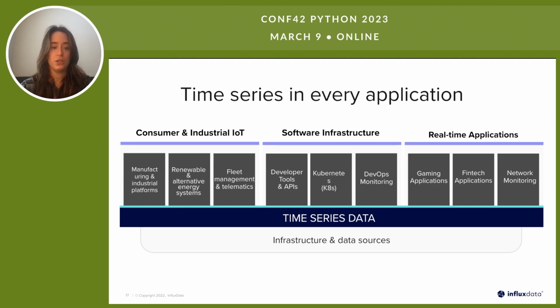Then we have software infrastructure. You want to be able to monitor your API endpoints and also developer tools. And then DevOps monitoring is a huge source of time series, as well as your containers and Kubernetes. And last but not least, we can think of real-time applications. Things like gaming applications and fintech are really huge sources of time series data, but also network monitoring.